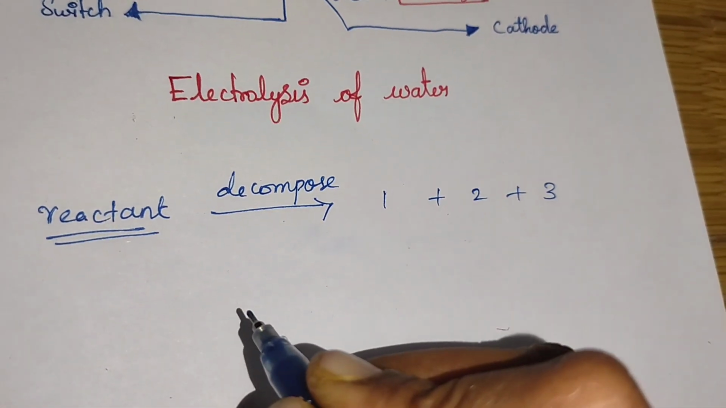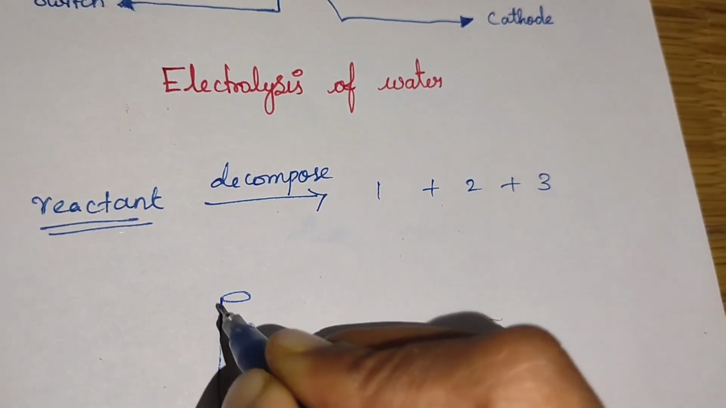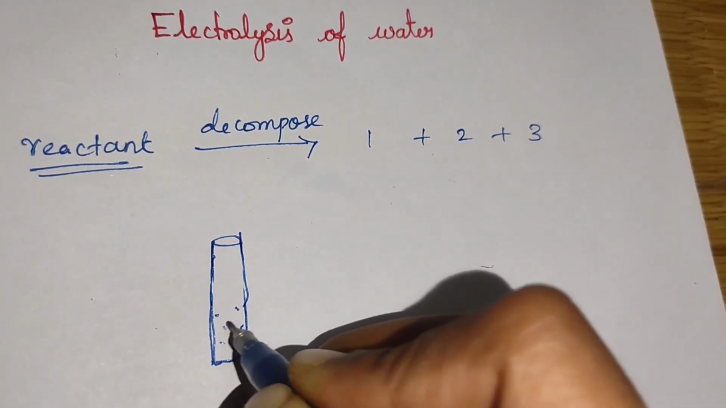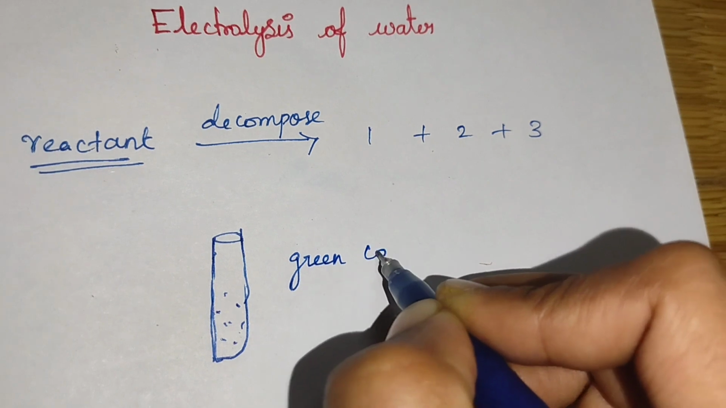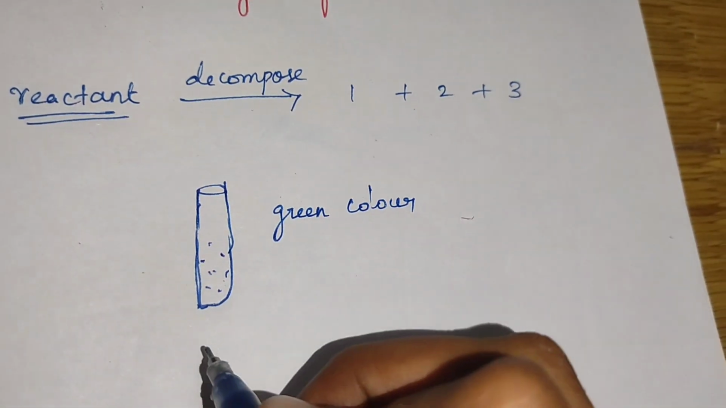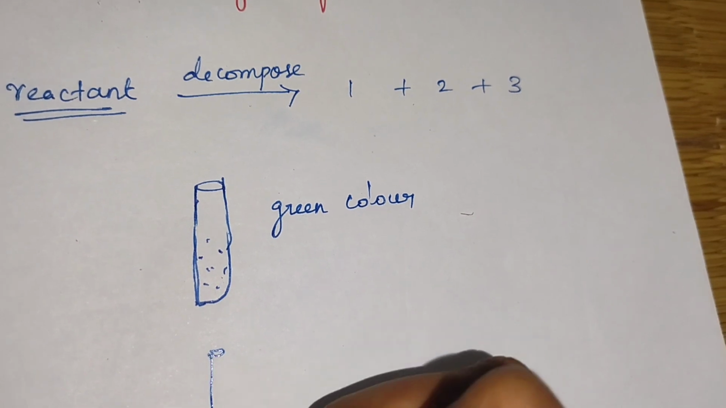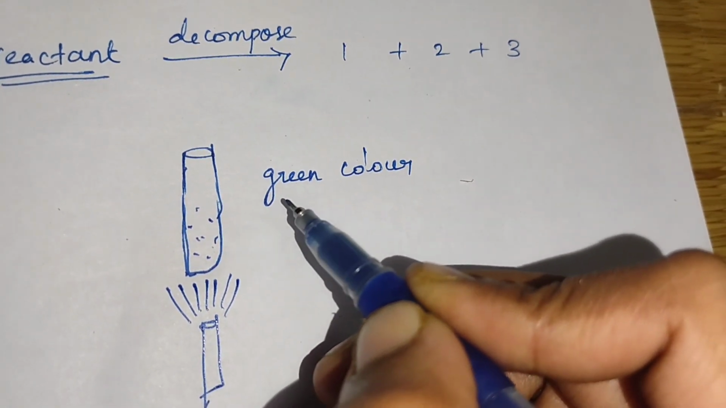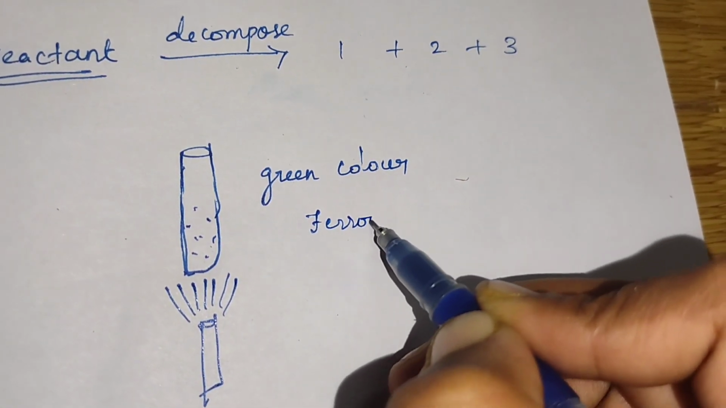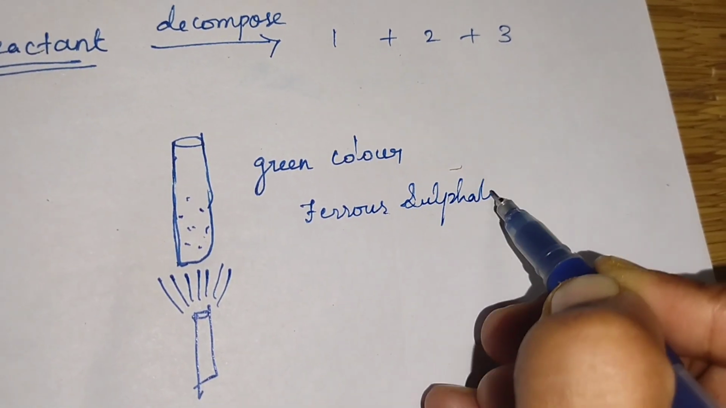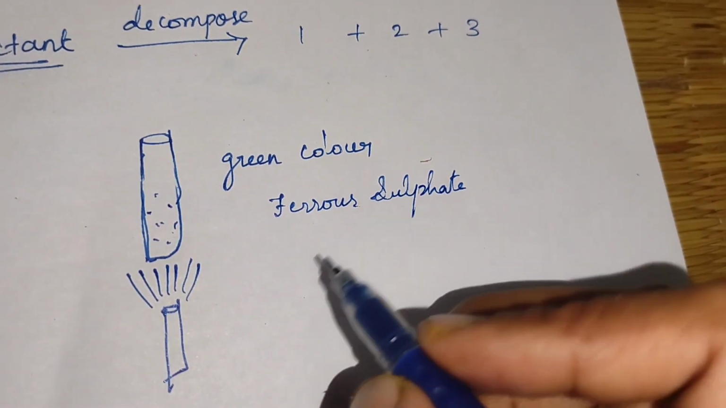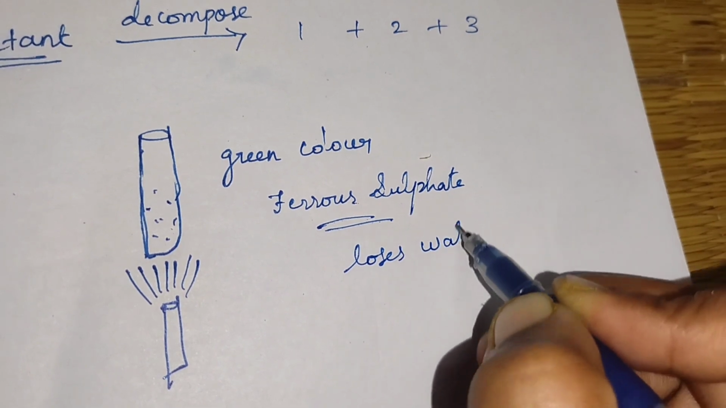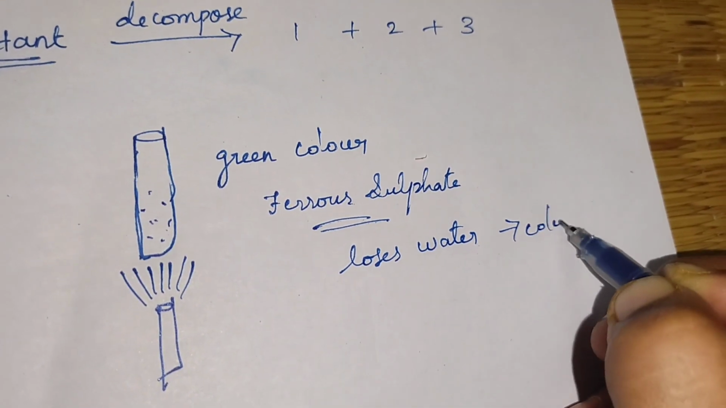I am taking ferrous sulfate in a test tube. Inside the test tube, I am taking some ferrous sulfate crystals which are green in color. Then I am heating this test tube using a flame. Then the green color of the ferrous sulfate will change. Why? Because the ferrous sulfate loses some water molecules.